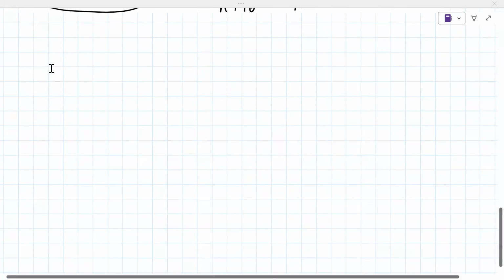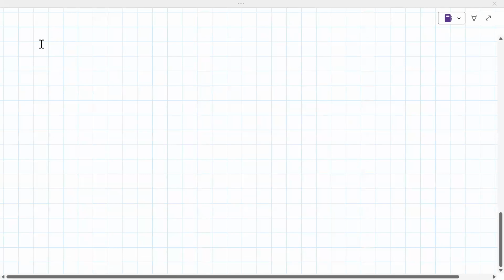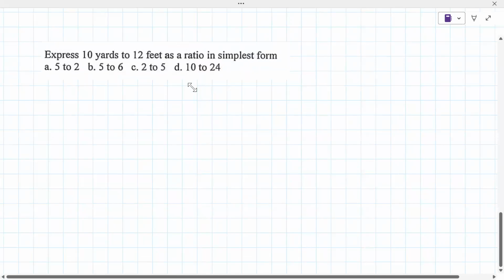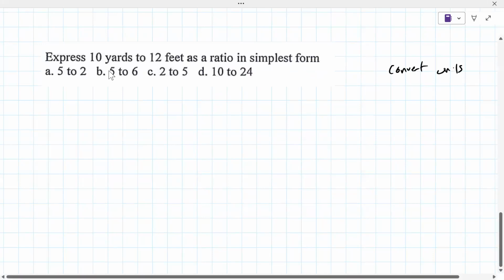Okay, so let's just talk a little bit about ratios and proportions. I don't think we've done much on this front, but let's look at a problem here. Every once in a while, you will see a question where you have to convert units. So in this case, they give you yards and feet.